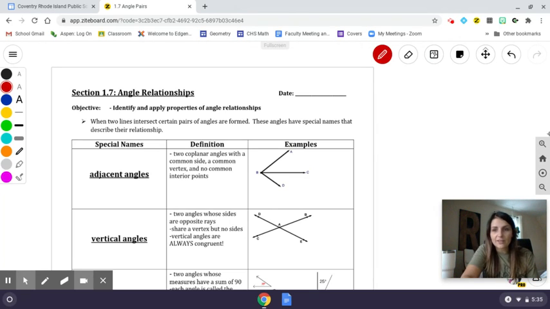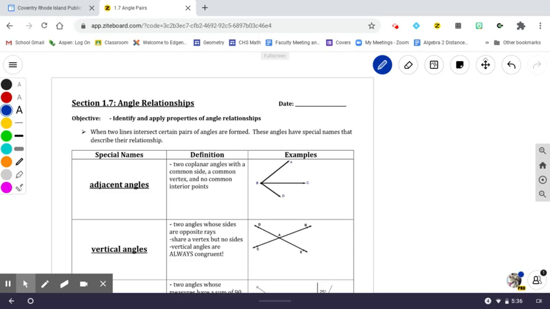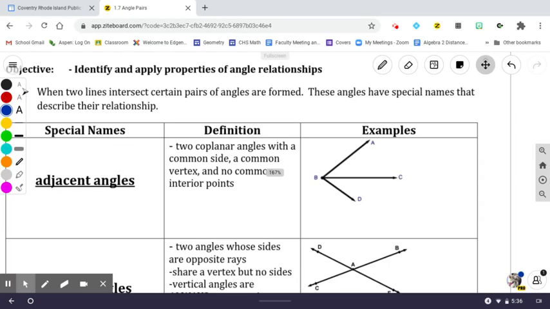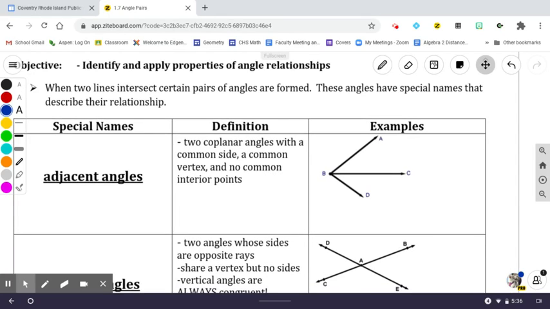So let's get started. Okay, so this first one is called adjacent angles. And adjacent angles, well, let's think about what the word adjacent means, just like in life. Adjacent means next to. So, like if you had two rooms that were adjacent, they share a wall. So, two angles that are adjacent share a side. So, if you take a look at this picture here, this angle ABC and this angle CBD would be considered adjacent because they share this vertex and they share this side.